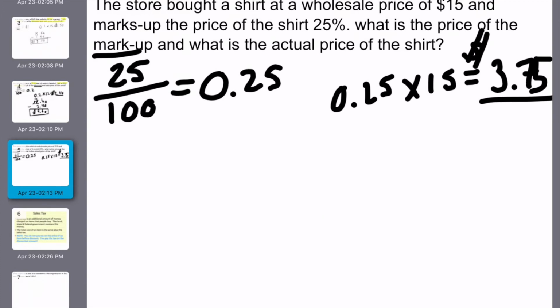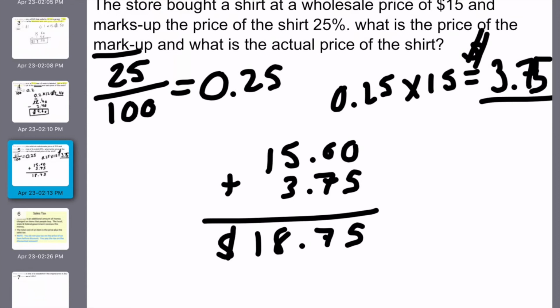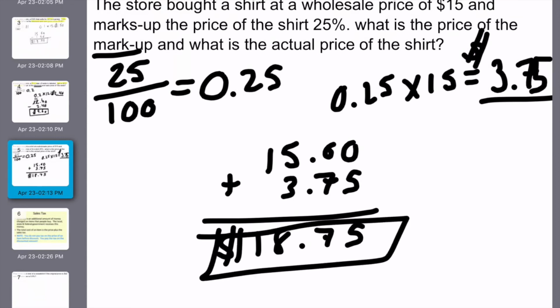So now, in order to find the actual price of the shirt, I need to do 15 plus $3.75, and I get $18.75 is the actual price of the shirt after the markup.